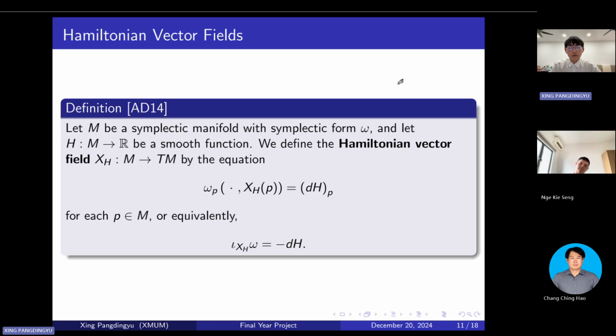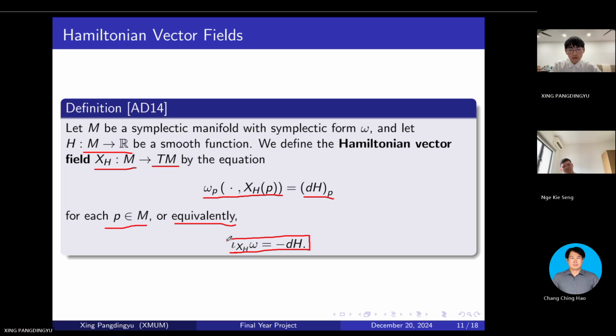Then we will define the Hamiltonian vector fields. Let M be a symplectic manifold with symplectic form omega, and let H from M to R be a smooth function. We define the Hamiltonian vector field X_H from M to its tangent bundle by the equation omega_p(X_H(p), ·) is equal to dH_p for each p in M. Or equivalently, we can define the Hamiltonian vector field by the interior product. It is defined by iota_{X_H} omega is equal to minus dH.